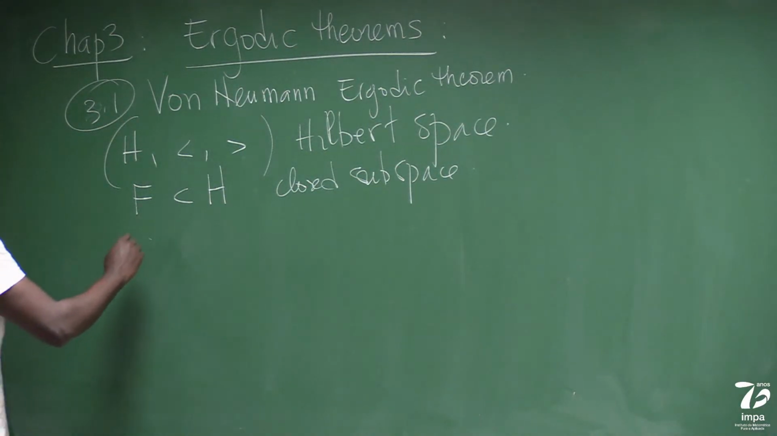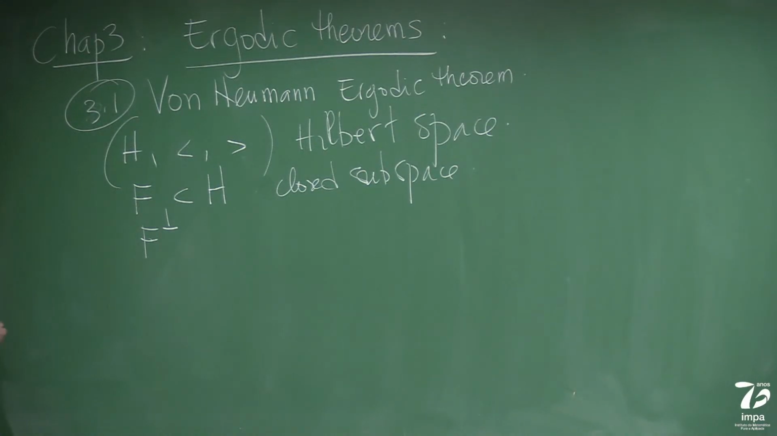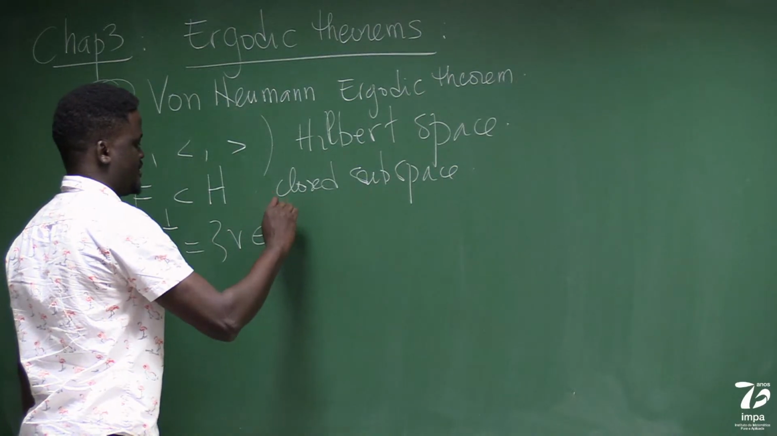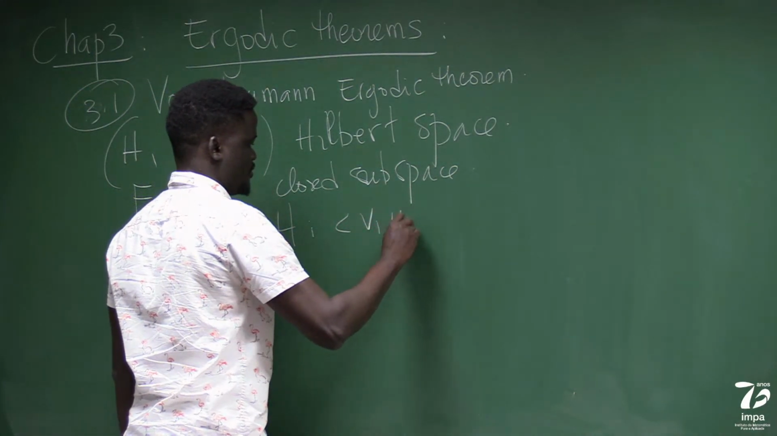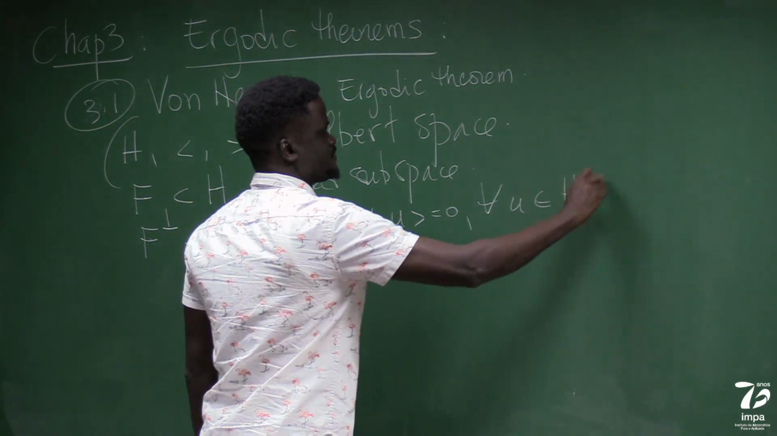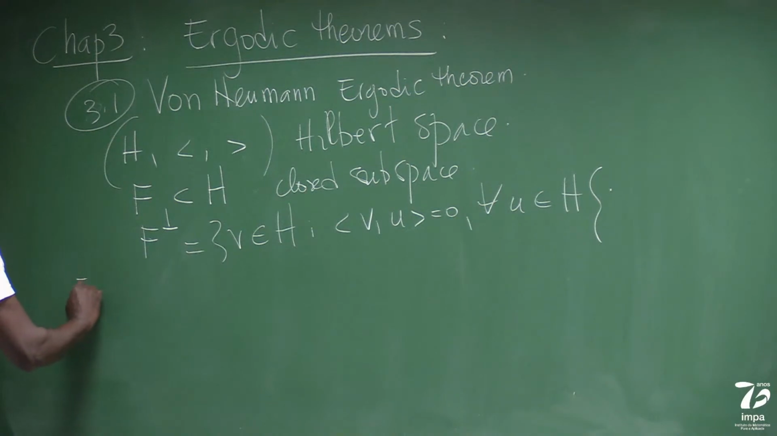And we define the orthogonal of F, which is the set of V in H that are orthogonal: the inner product of V and U equals 0 for all U in F. Okay. And we gave a basic example, which is the example that we will use.